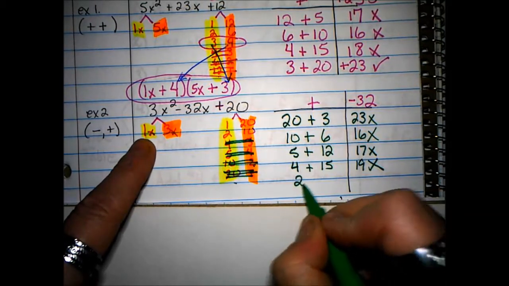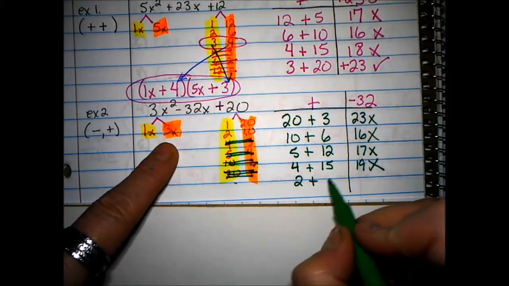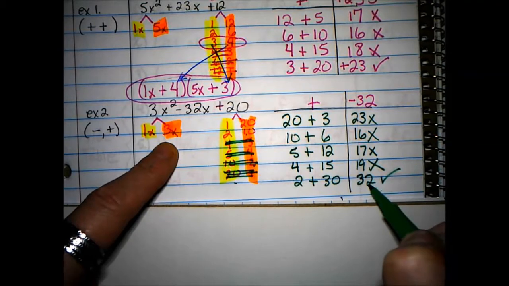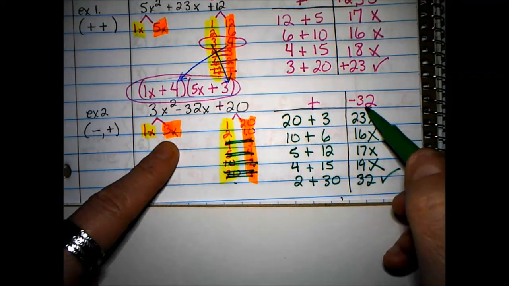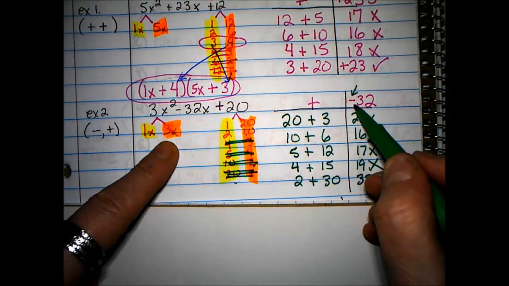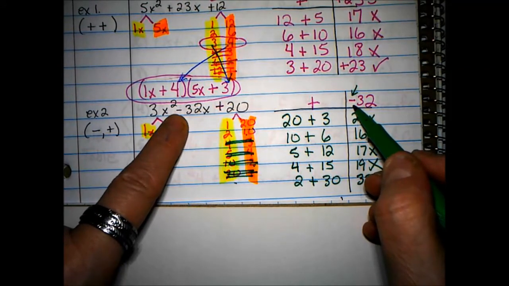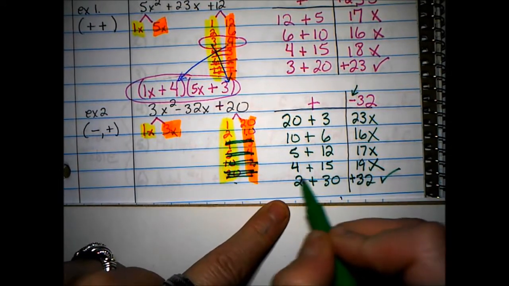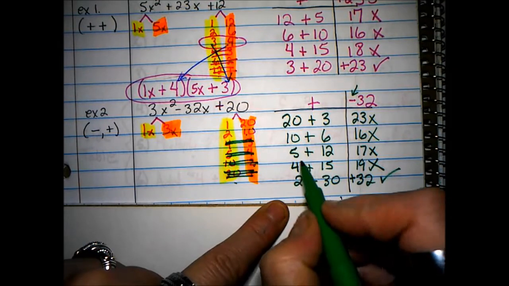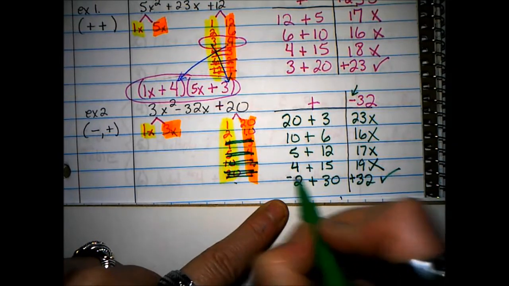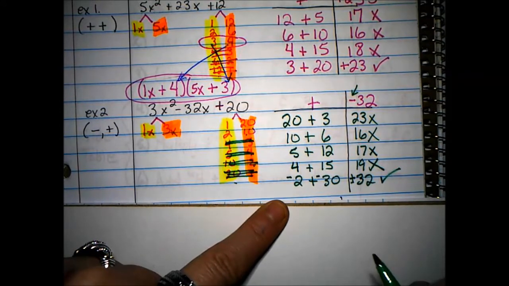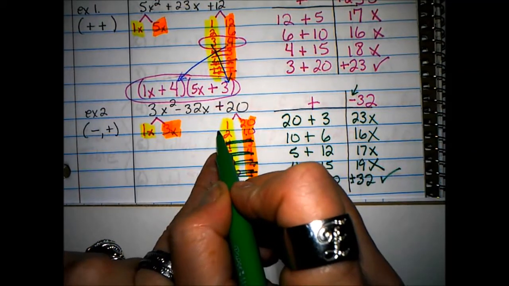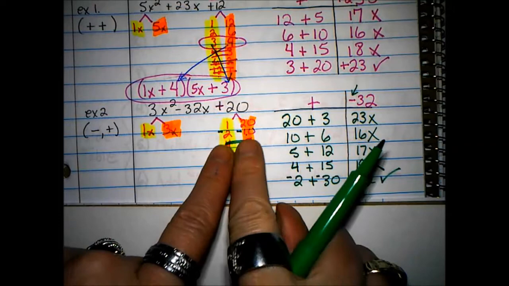1 times 2 is 2. 3 times 10 is 30, and that gives me 32. Bingo! There's my number. Now look at the sign. My middle term is negative 32. This is positive 32. So that means I need both of these to change their signs. Because they're both positive, now they must both become negative to get a negative 32. That means go back to your third term and make both of your answers negative. Both of them must change.